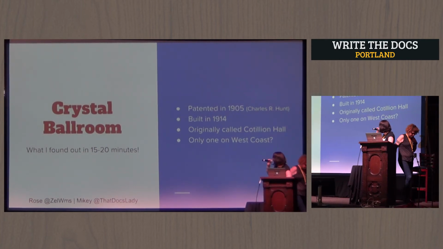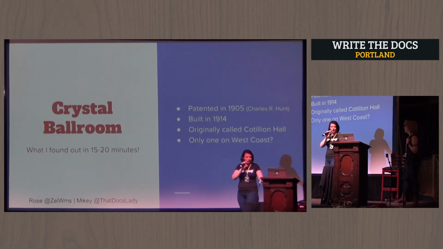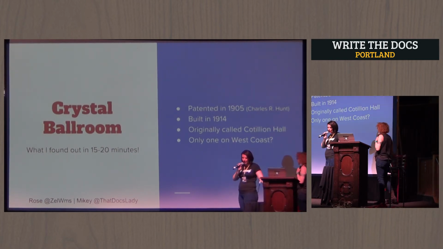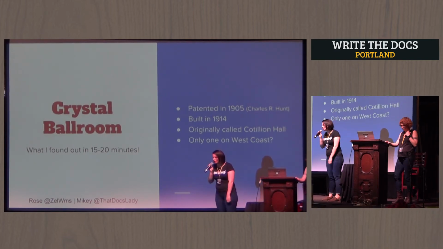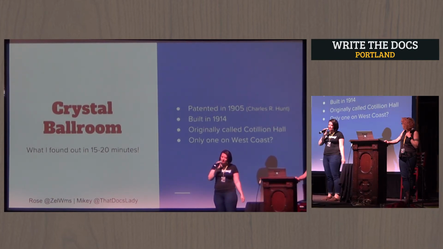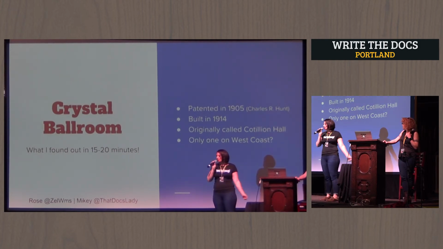Then there's all these things that I found out. So this was patented in 1905 by Charles R. Hunt. And this particular hall was built in 1914. So I thought that was kind of cool. And I believe this is pronounced cotillion, so it was originally Cotillion Hall. It has a sordid history, which I thought was really cool, going through the jazz era, the Depression, and a bunch of other stuff until the 90s and when it was bought and restored. So you should look that up.